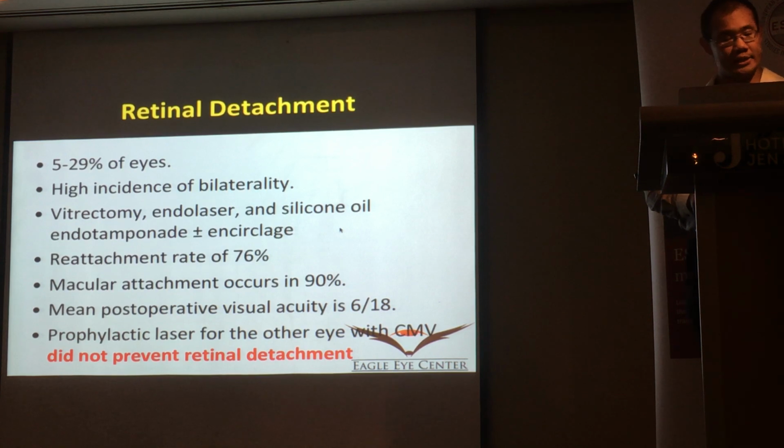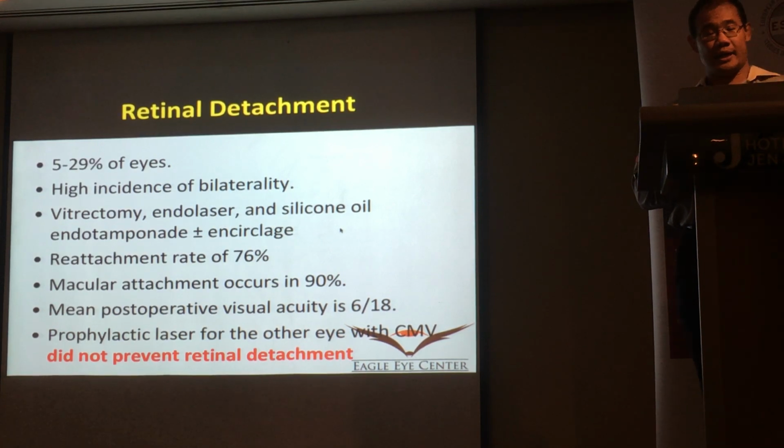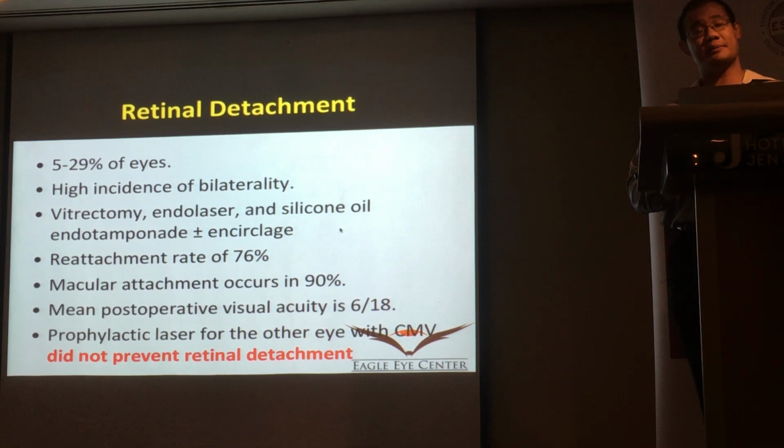Retinal detachments, quickly just to mention, are actually quite common in CMV retinitis, with a high incidence of bilateral disease. Treatment really is a vitrectomy, endolaser, and usually they end up with silicone oil with or without an Encircling band. Most surgeons will say their reattachment rate is about 70 to 75%. Mean post-operative visual acuity, if you treat them early and the macula is not involved, is about 6/80 plus or minus.